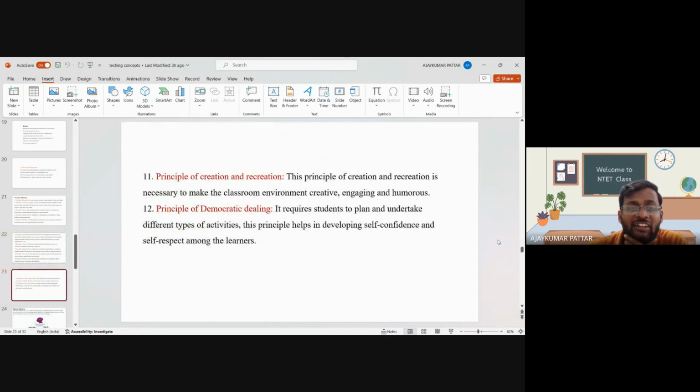Next, the principle of creation and recreation. The principle of creation and recreation is nothing but making the classroom environment creative, engaging, and humorous. What I asked you, whether the class is boring, if you are getting bored, we have to do something, change the topic, do something creative.